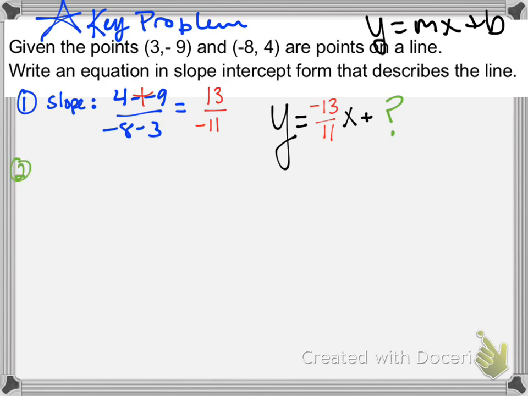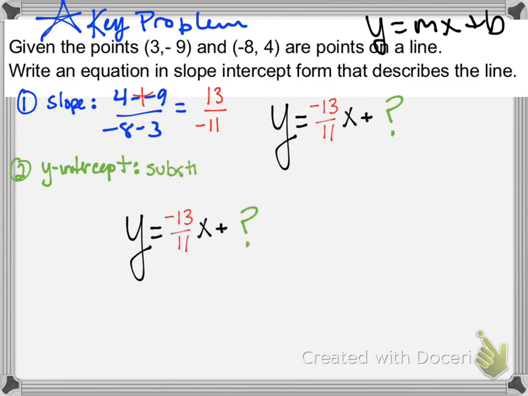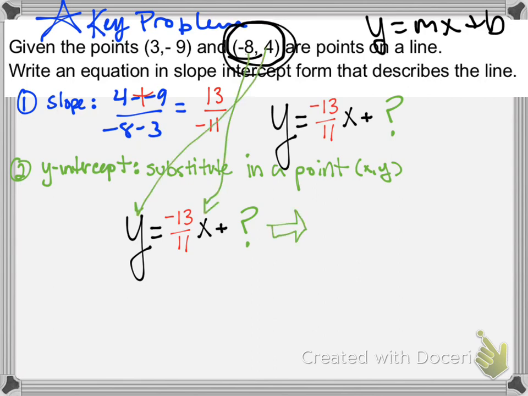So what do I got to do? I got to find the y-intercept. I'm going to do that by substituting in values from one of my points. So I chose this one here. I'm going to plug in the negative 8 for the x and the 4 for the y. And then doing so gives me this.